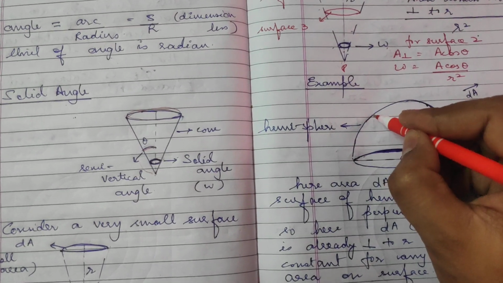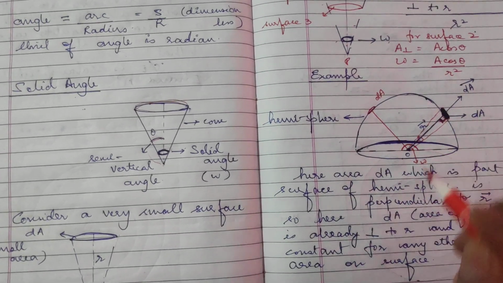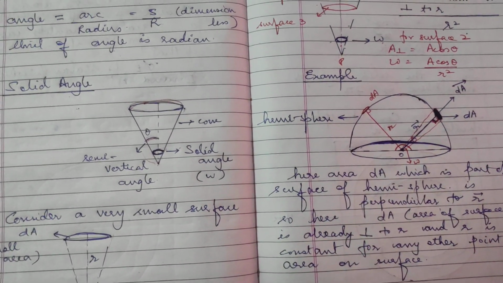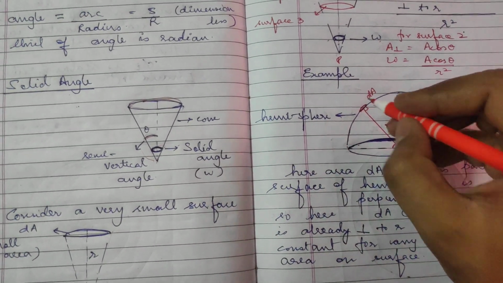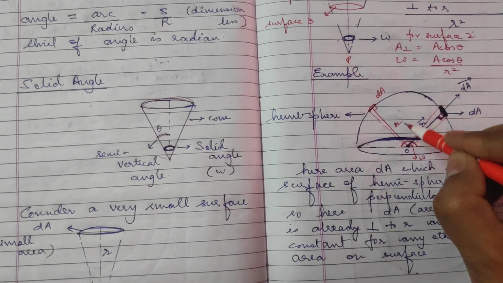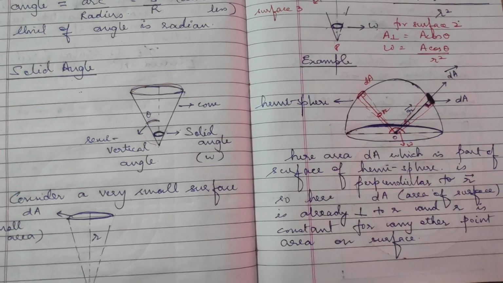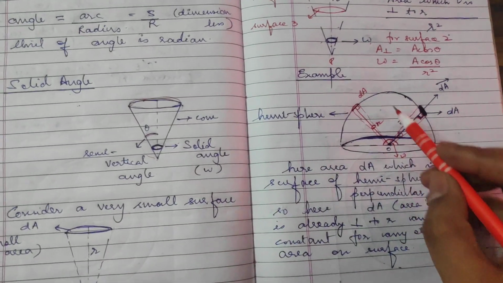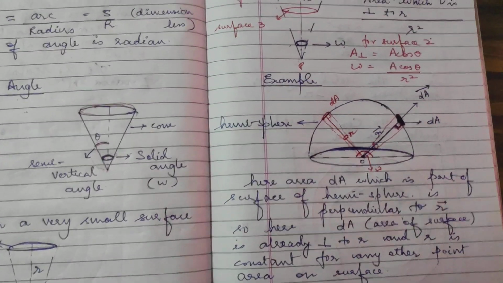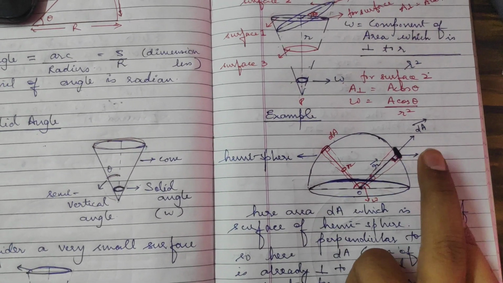And if I take another area over here, suppose this is also dA, and I join this dA with O over here. Now this is R. See, this is perpendicular, this is perpendicular, and I am joining all of these. If I join all of these, now this is the small solid angle formed by this dA at O. But I have to find the solid angle due to the entire hemisphere. So what I will do is consider a very small point on the surface of the sphere, and then I will integrate this.